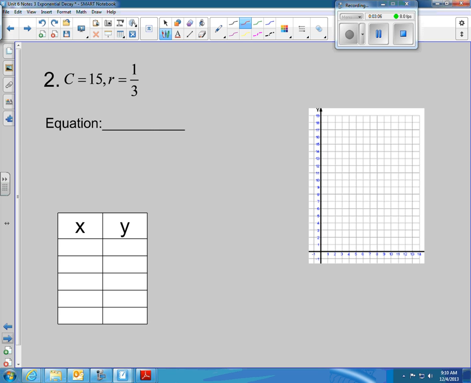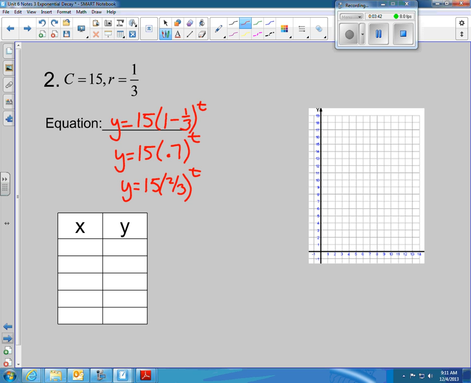All right, let's look at number 2. We have our C value, we have our R value, and it's that darn 1/3 again. So y equals our C value times 1 minus 1/3 to the T power. We can convert 1/3 into a decimal because R needs to be a decimal, so we would have 0.3. We would have y equals 15 times 1 minus 0.3, which leaves 0.7, to the T power. Now we could leave it as the fraction 2/3, because 2/3 is 0.666 repeating, which would round to 0.7. It makes a slight difference in our y values, but not a significant difference. Remember our x is going to be t.